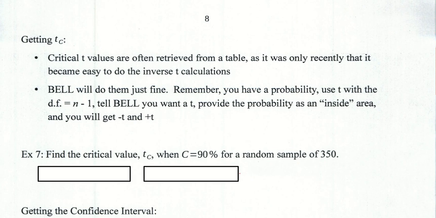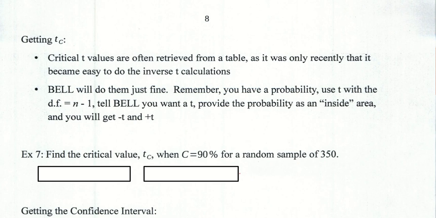So I'm going to first talk you through finding the critical value t sub c when c is 90% for a random sample of 350. So right now, I'm talking you through how to do this in your calculator. So go to Program, go to Bell, then make sure it appears on your screen and press Enter again to run it. That first question says, do you want to calculate the probability or do you want to find the boundary? Well, we've got that the probability c is 90%, so we want the boundary. So that's a 1 for that question.